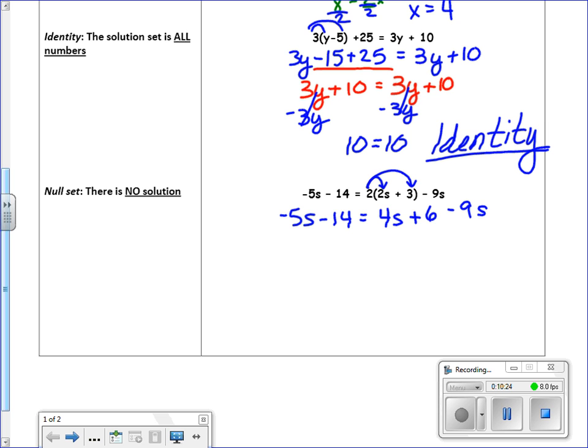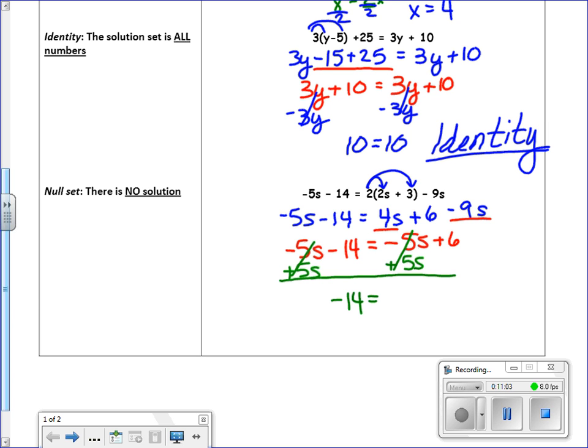The next thing that it says I need to do is combine any like terms, and I do have like terms. I have 4s and I have negative 9s. So I have negative 5s minus 14 equals negative 5s plus 6. So my next step says to move my variables to one side. So the opposite of minus 5s is plus 5s. And once I do that, these guys cancel, and I have negative 14 equals 6.